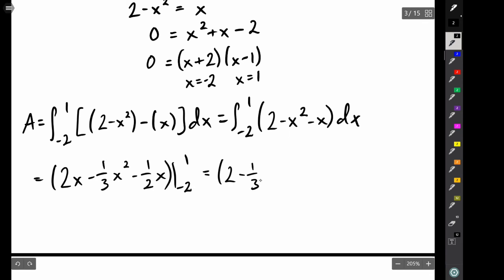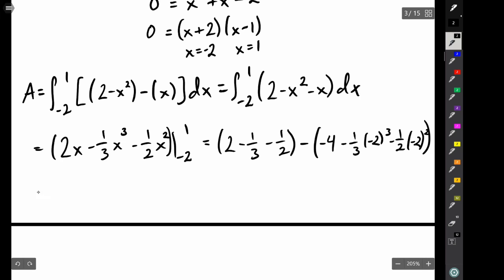Now plug all this stuff in. 2 minus 1/3 minus 1/2, minus... I feel like I lost a cubed somewhere here, and a square somewhere there. All right, these are all still good. Here we have 2 times negative 2, which is minus 4, minus 1/3 times negative 2 cubed, minus 1/2 times negative 2 squared. So here, this is 2 minus 5/6, so that's going to be 7 over 6.